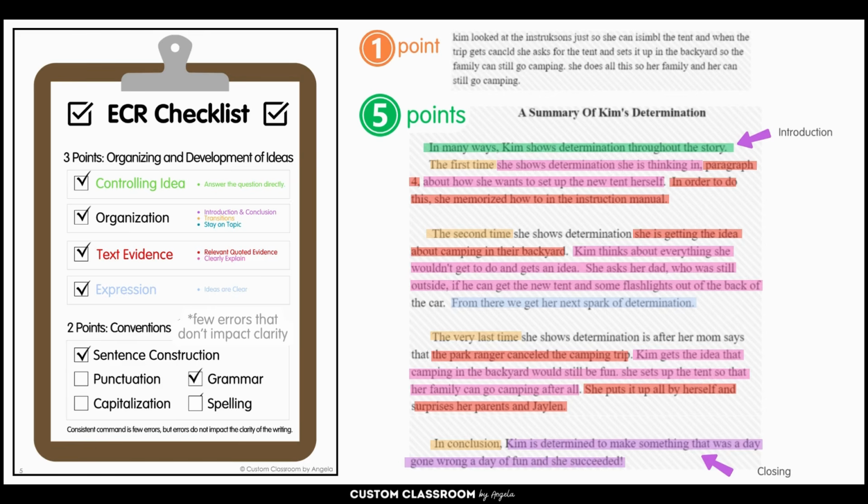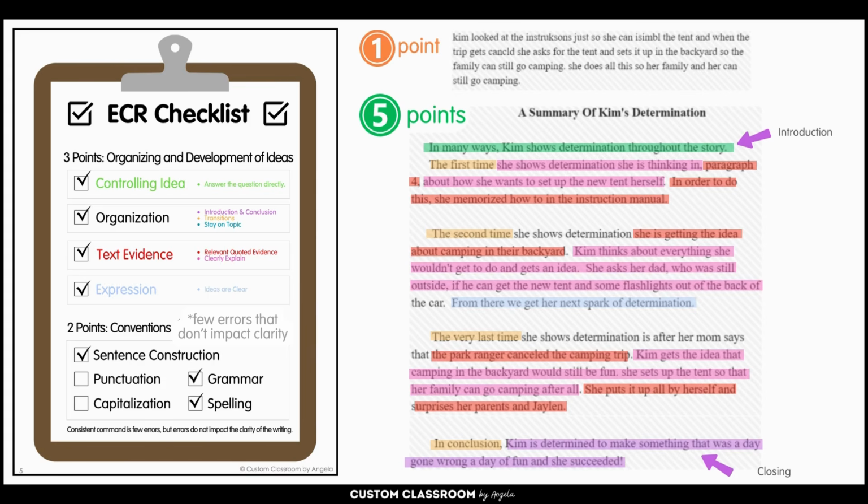The very last time she shows determination is after her mom says that the park ranger canceled the camping trip. Kim gets the idea that camping in the backyard would still be fun. She sets up the tent so that her family can go camping after all. She puts it up all by herself and surprises her parents and Jalen. In conclusion, Kim is determined to make something that was a day gone wrong, a day of fun, and she succeeds.